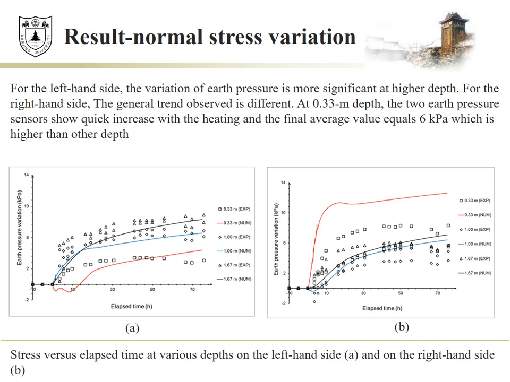On the right-hand side, the final value of earth pressure increase equals 12 kilopascal, while the experimental one equals 6 kilopascal. These problems would be explained by the weakness of the used constitutive law when predicting the behavior at low stress levels.